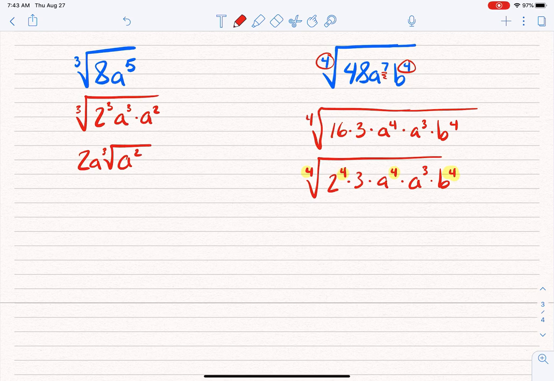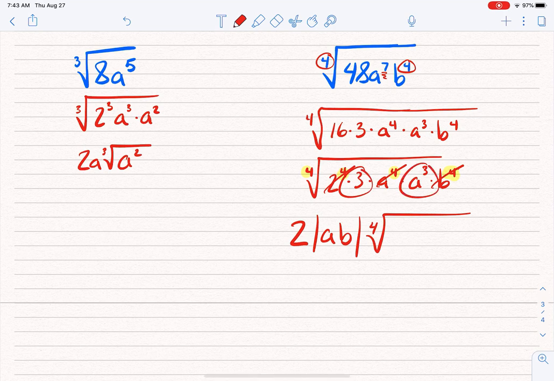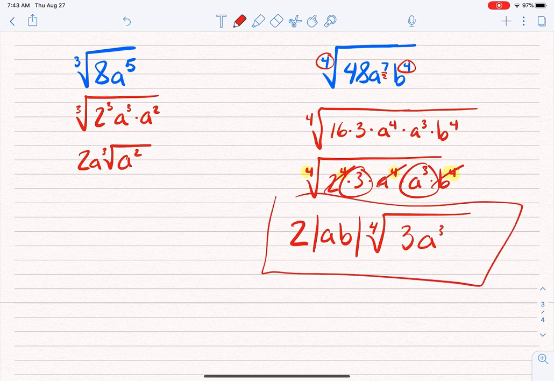But I will have to take and write the absolute value of that a and that b when they come out. And so this is going to be 2 absolute value a b, and then so this came out, this came out, and this came out. So then we got to kind of take inventory and see what's still in there. That 3 is still in there, and the a to the 3rd is in there. So we'd have 3 a to the 3rd. So this would be the answer. Hopefully you got that. All right.